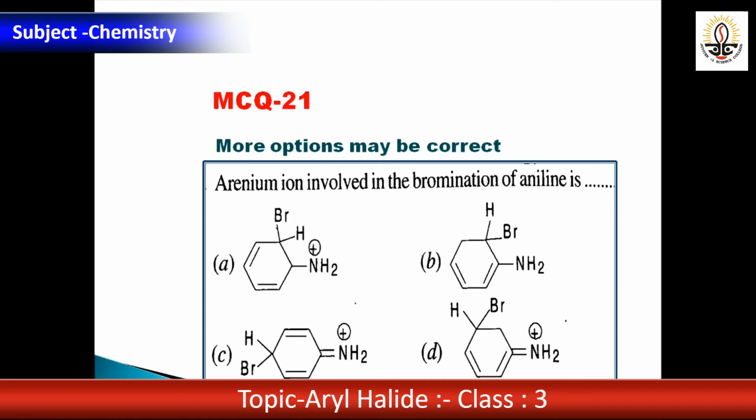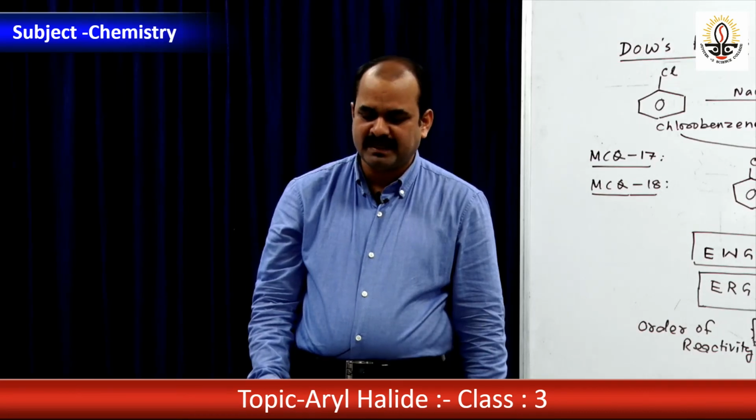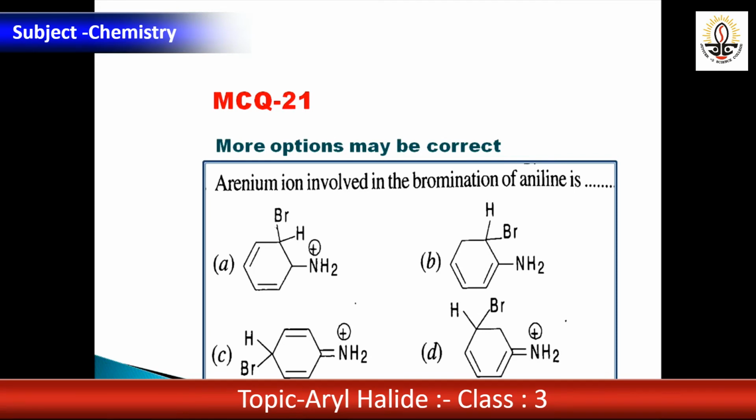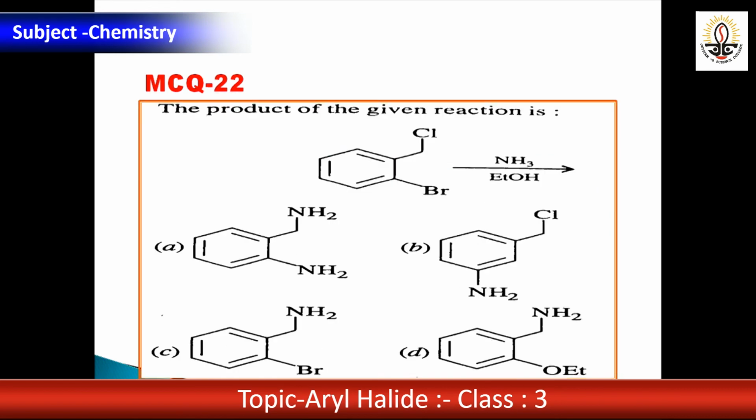As aniline is ortho and para-directive, option A of question number 21 is correct because it is ortho-bromo. Option B is also correct because it is ortho-bromo. Option C is correct, it is ortho-bromo. So more options may be correct, A, B and C, but option D is not correct, it is meta-bromo. So the answer of multiple choice question number 21 is A, B, C. Come to question number 22. The product of the given reaction.